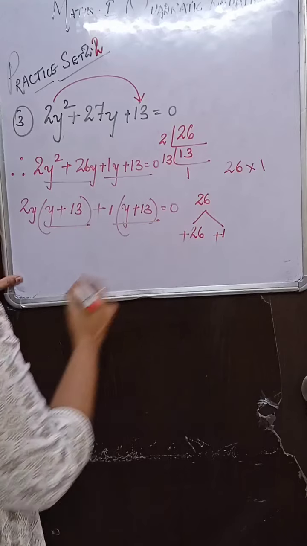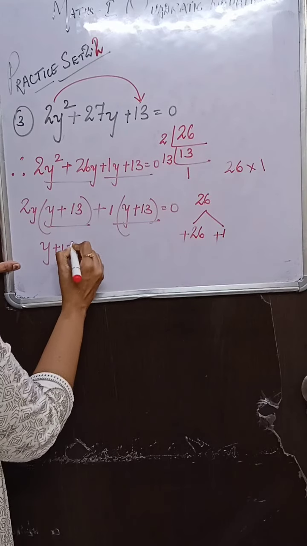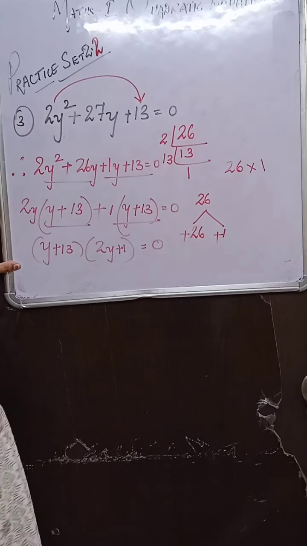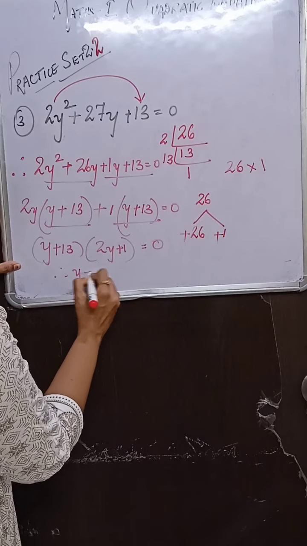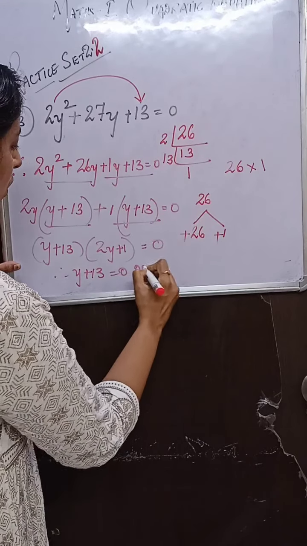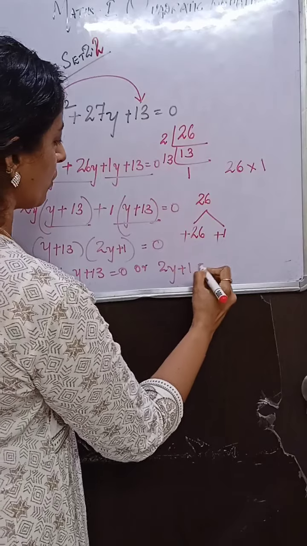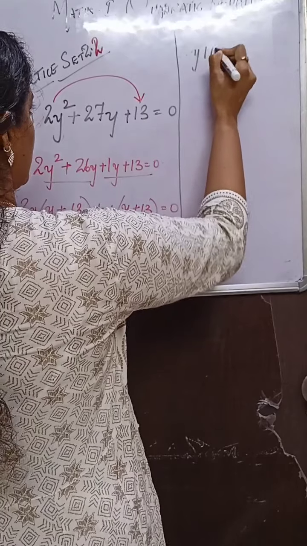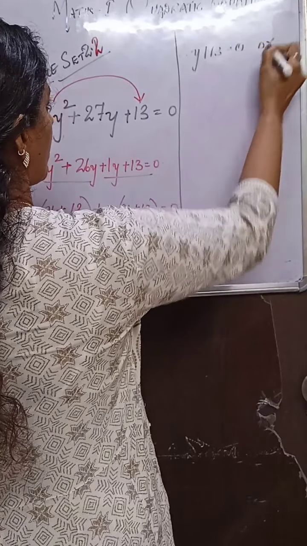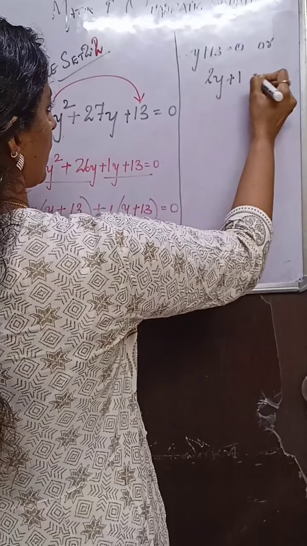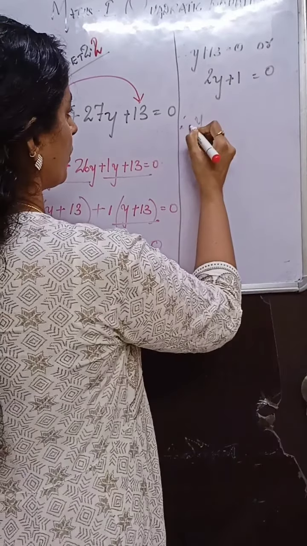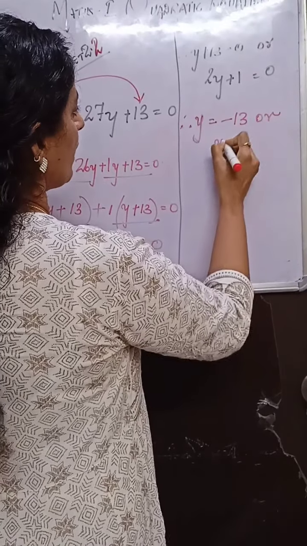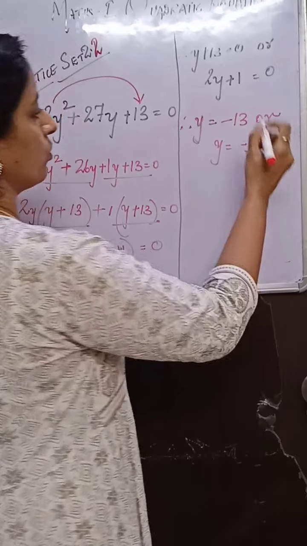Now take this common out. Y plus 13, 2y plus 1 is equal to 0. Therefore, y plus 13 equal to 0 or 2y plus 1 equal to 0. So after this step I will write here, therefore y plus 13 equal to 0 or 2y plus 1 equal to 0. Therefore y will be minus 13 or y will be minus 1 upon 2.